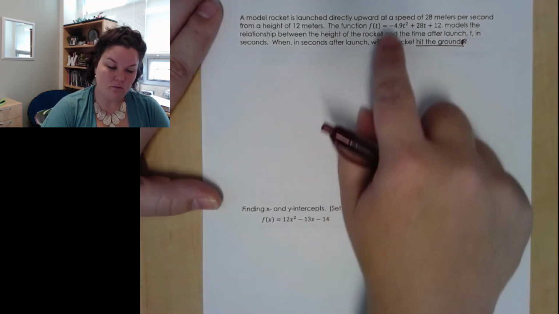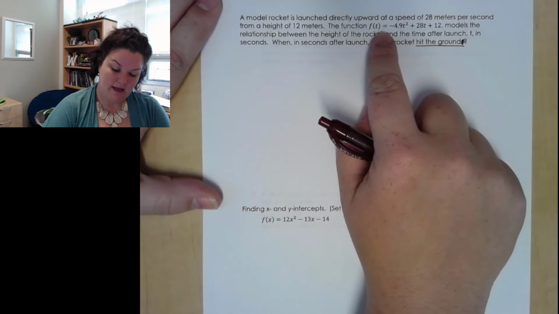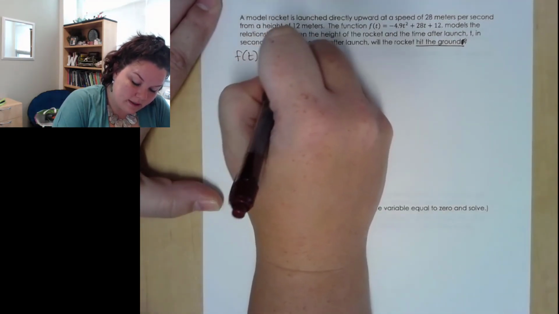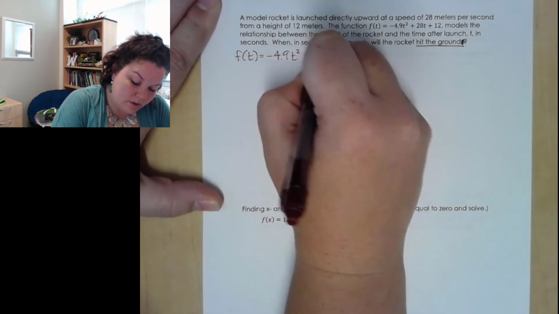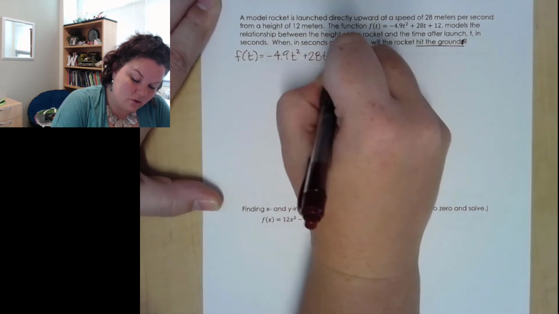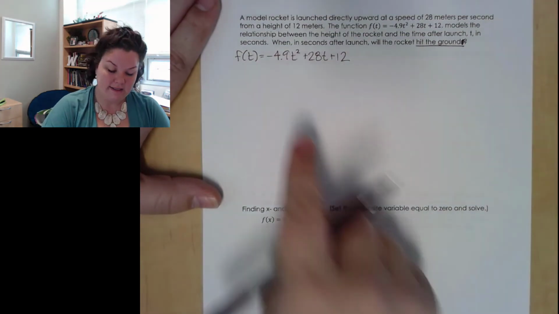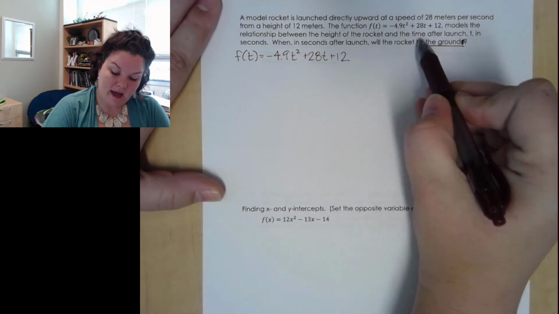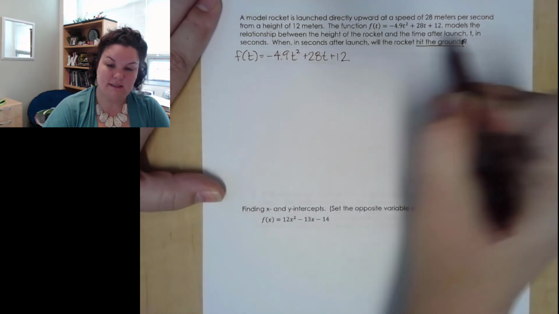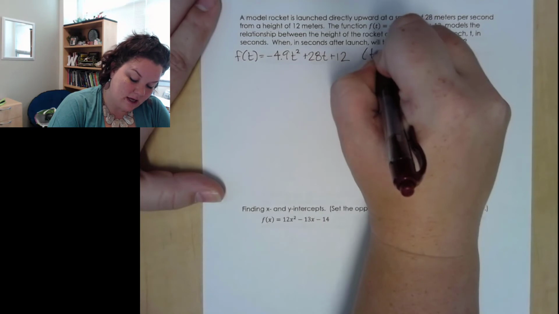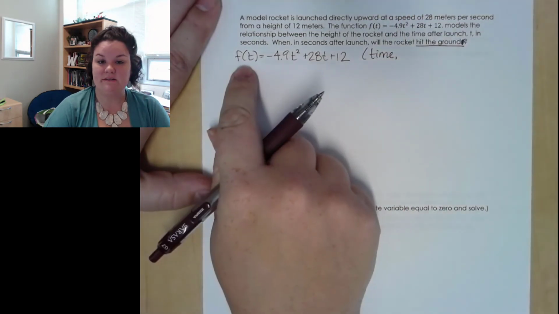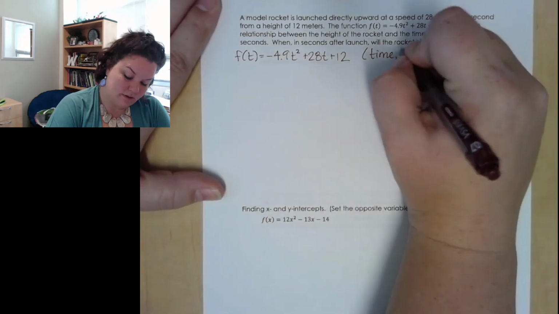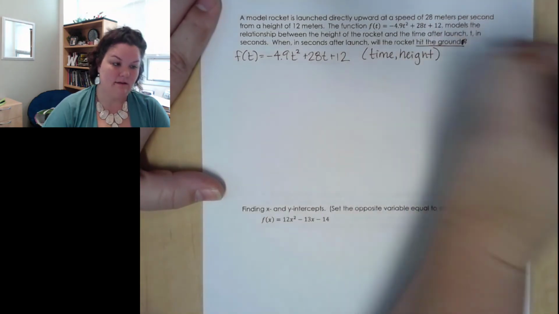So first of all, let's go ahead and write what this function represents, okay? I have f of t is equal to -4.9 t squared plus 28t plus 12. Okay, that's my function. And t, right, is representing the time after the launch, t, in seconds. So this is giving us our time. And what this function gives us is after a certain time, how high the rocket has gone, right? So time and height, okay?